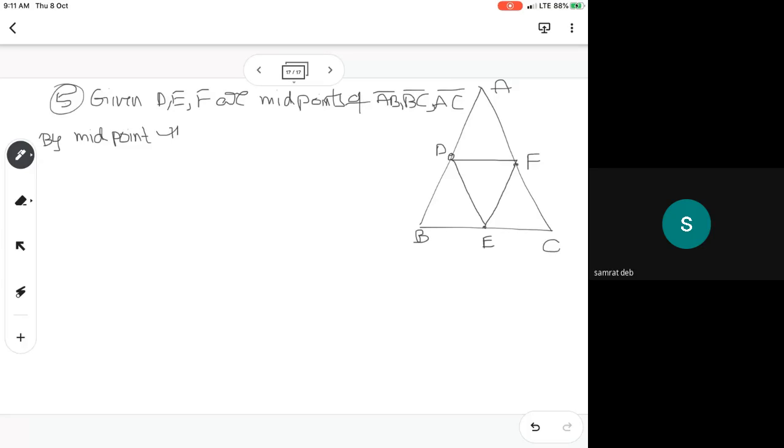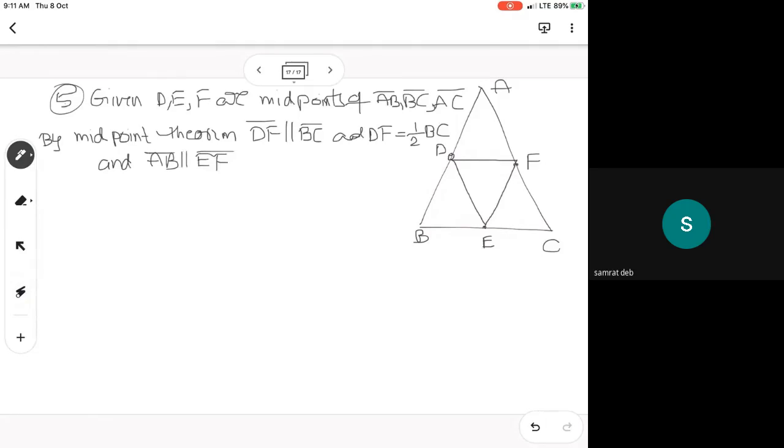the line joining the two midpoints of a triangle is parallel and half of it. So DF is parallel to BC, isn't it? DF is parallel to BC and DF is half of the BC. Not only this one, here I am going to write DF is parallel to BC and EF is parallel to AB. Otherwise you can write AB is parallel to EF.